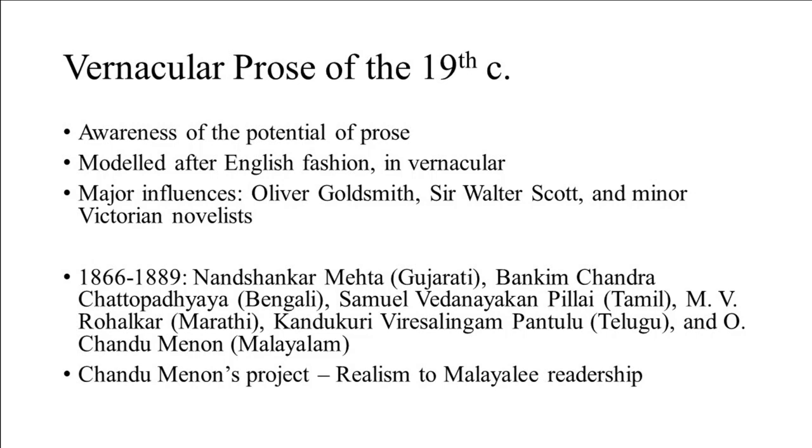Among the major novelists of 1866 to 1889, Nanshankar Mehta in Gujarati, Bankim Chandra Chattopadhyaya writing in Bengali, Samuel Vedanayagam Pillai writing in Tamil, M.V. Ranade writing in Marathi, Kandukuri Veeresalingam Pantulu writing in Telugu, and O. Chandumenon writing in Malayalam are of note. You might be familiar with O. Chandumenon's novel Indulekha, which is understood as the first novel in Malayalam.